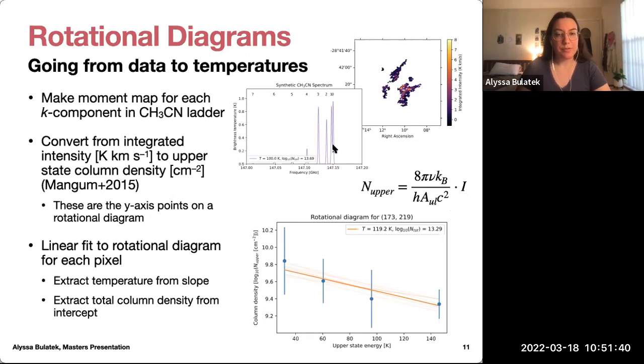And then the upper state energy for each of these transitions is just known from quantum physics, so you can look it up in a catalog. So we can create a rotational diagram for any given spectrum if we have a spectrum. And we have a spectrum for every pixel in our map, ideally. Then we can fit a straight line to the rotational diagrams. And then from the slope of the line, we can get the temperature. Remember, it's the negative reciprocal. And then from the y-intercept, we can extract the total column density for that pixel. And then we have a map.